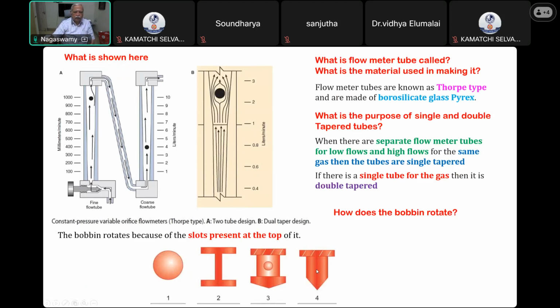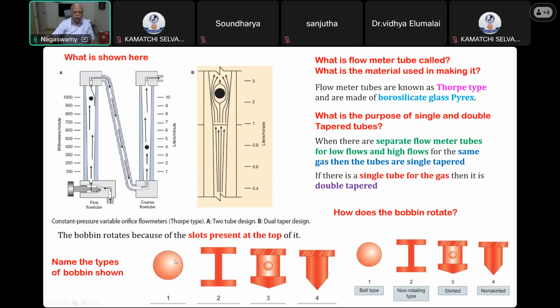There are 4 different types given, and sometimes they may ask you the names. One is called the ball type, and if it is a ball type, the gas flow is calculated from the center. Whereas for non-rotating, skirted and non-skirted bobbins like this, where do you read the gas flow? At the top. It should always be read at the top, not at the bottom. That is another commonly asked question: where do you read the gas flow value? At the top of the bobbin.